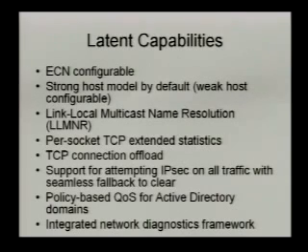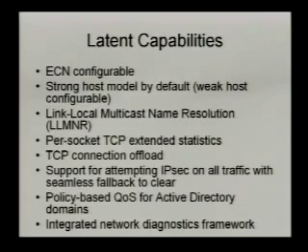One is that ECN is configurable. It was actually on by default in some of the earlier betas, and just based on the issues that we've seen with various equipment from vendors not working or kind of choking when it sees ECN bits, we've scaled that back a little bit. It's a strong host model, meaning by default we'll only send out an interface, we'll only use source addresses on the interface to which they're assigned.